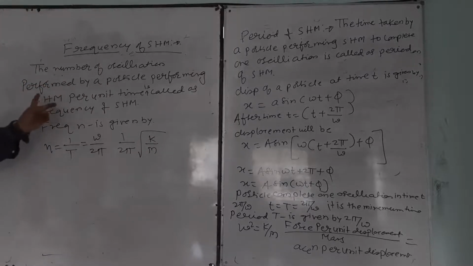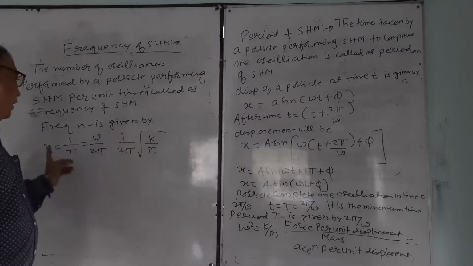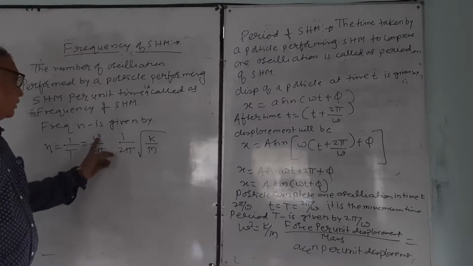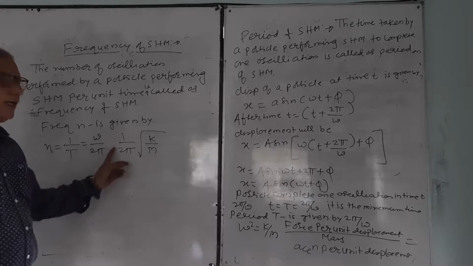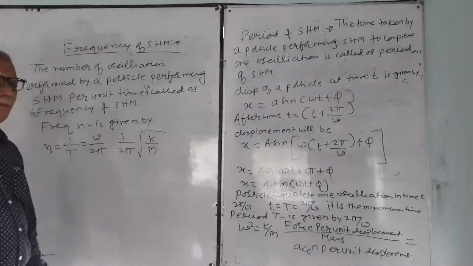Number of oscillations performed by a particle performing SHM per unit time is called the frequency of SHM. Frequency n is given by n is equal to 1 upon T. This is equal to omega upon twice pi. This can be written as 1 upon twice pi under root of k upon m.